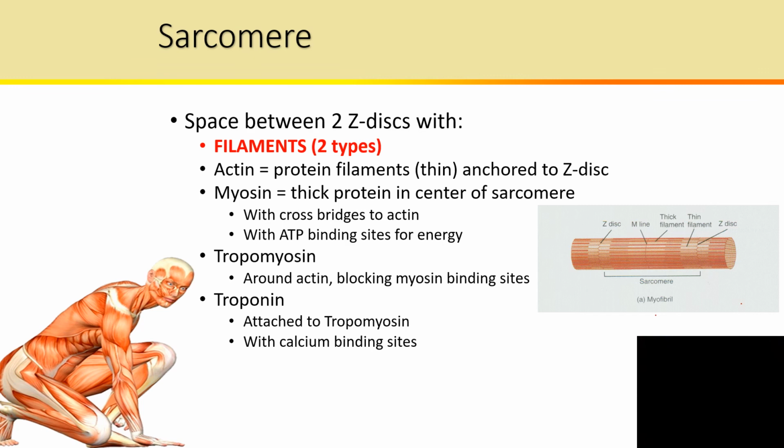So this actin filament goes from about here to about there, here to about there, here to about there. Same thing on this side, and they're all attached to the Z disc. The next sarcomere would have more actin attached to the Z disc going the opposite way.